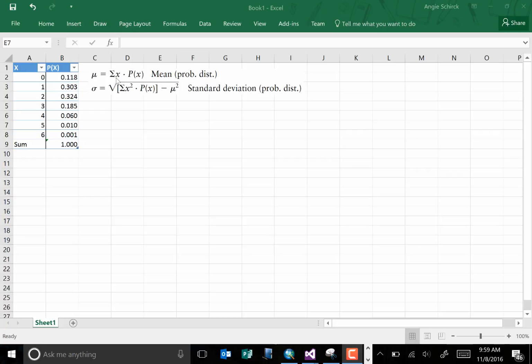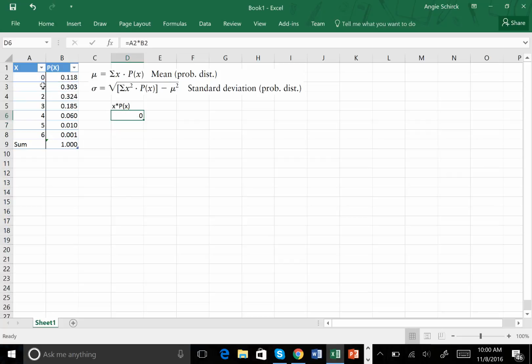So for the mean, we just add up each random variable x times its probability. And remember, the mean is the same as the expected value. So the first thing we want to do is have a table for x times p of x. All right, so we can just do equal x asterisk p of x. So we just highlight those two cells and hit enter.